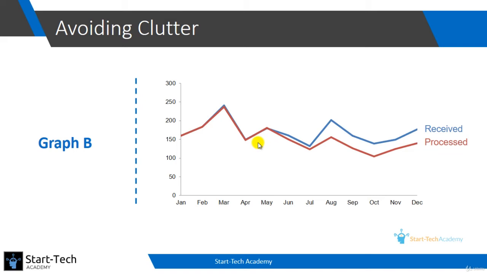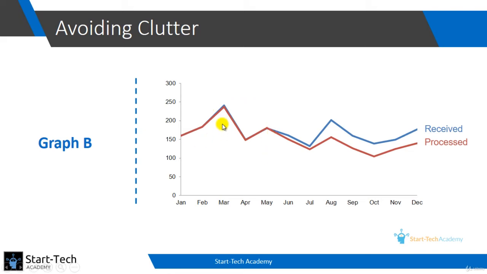Second option is to remove the grid lines. Since in this scenario, the aim is not to highlight exact numbers, we can do away with grid lines. But whenever we want to highlight the exact numbers, we can use grid lines and data labels also. So in this particular scenario, since we just want to highlight that there is a difference between received and processed tickets, we do not need to use grid lines. So that's why we have removed the grid lines from this chart.